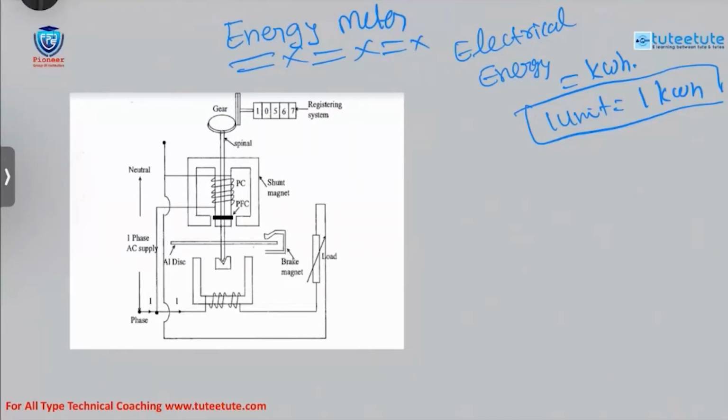It is going to measure the electrical energy in kilowatt hours. That means the number of units. In general, if you observe the meter in our house, there is some reading. The numbers are continuously rotating. What do those numbers indicate? They indicate how many kilowatt hours are consumed by the consumer.